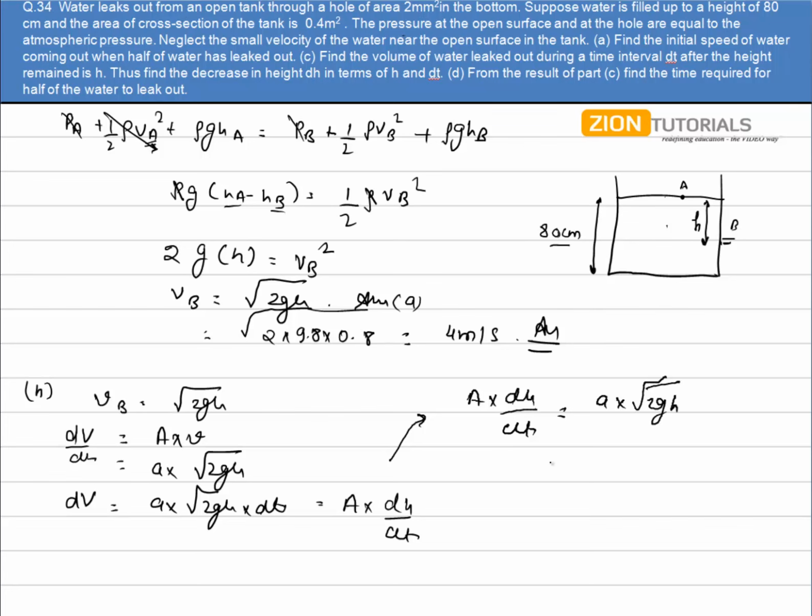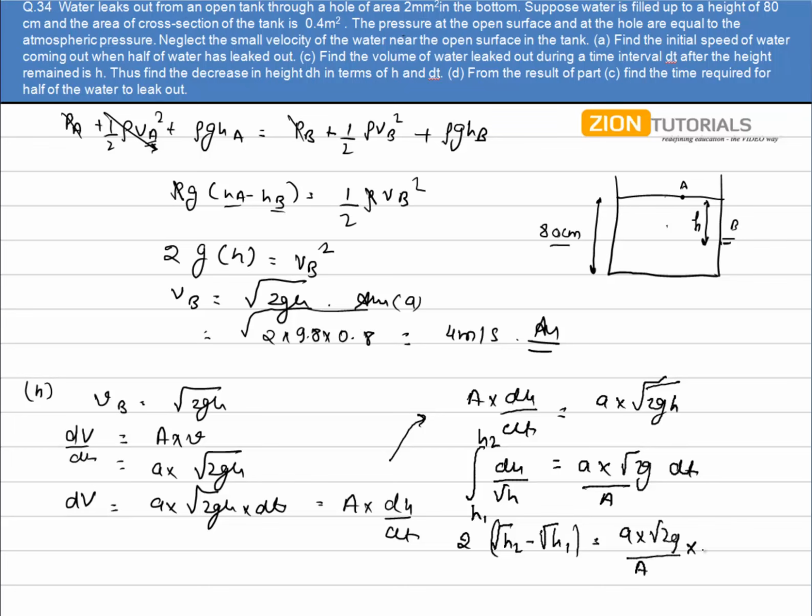Okay, so just integrate it. I have a under root of 2g dt by capital A is equal to dh by under root of h, and the value of h varies from, let's say, h1 to h2. So I do have integration as 2 times of (under root of h2 minus under root of h1) is equal to a into root 2g by capital A into t. So this is my answer.